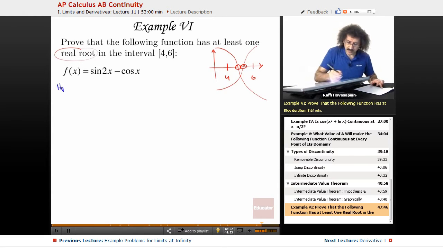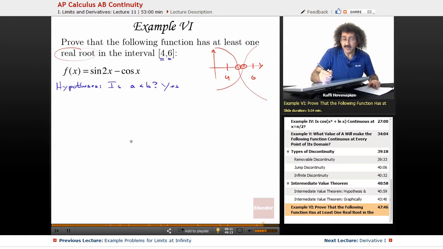I think I'll do this in blue, actually. Our hypotheses. Well, let's see. The first one is A less than B. Yes. 4 is definitely less than 6. Okay. Our second hypothesis.